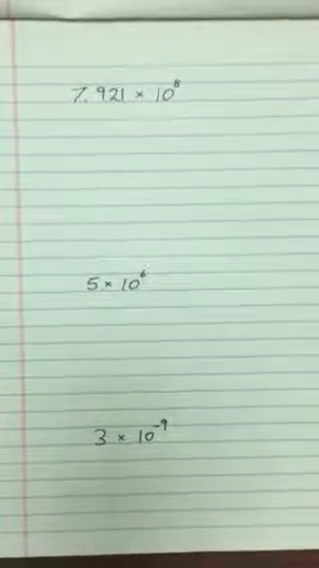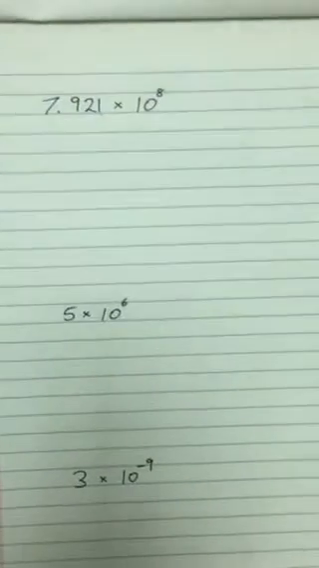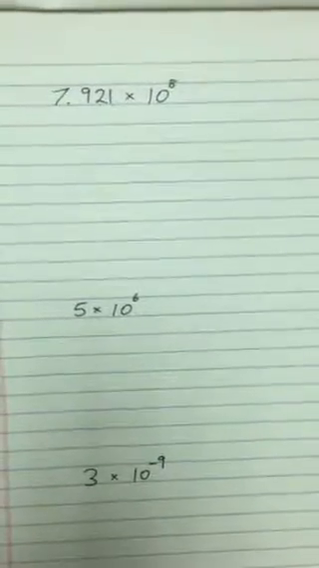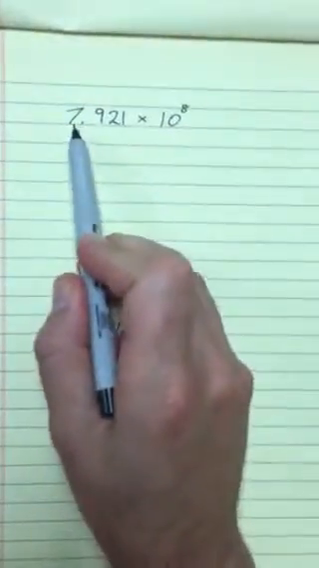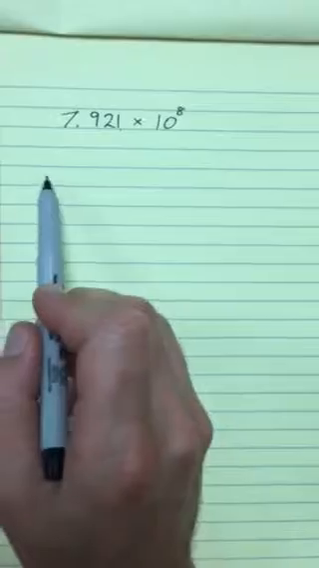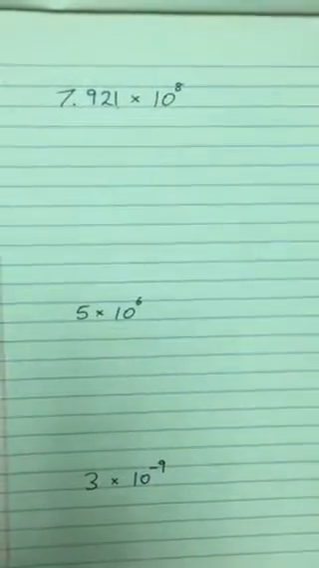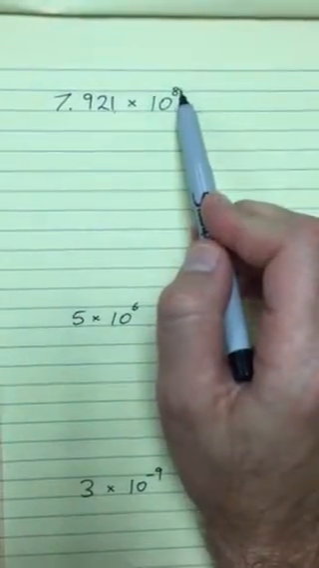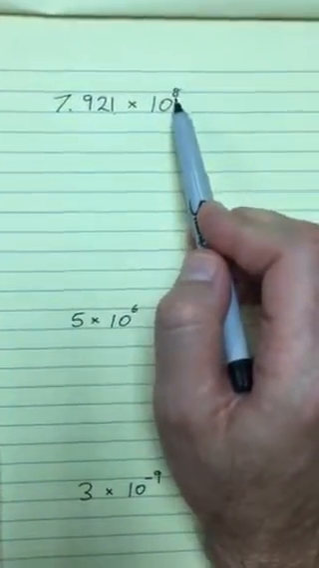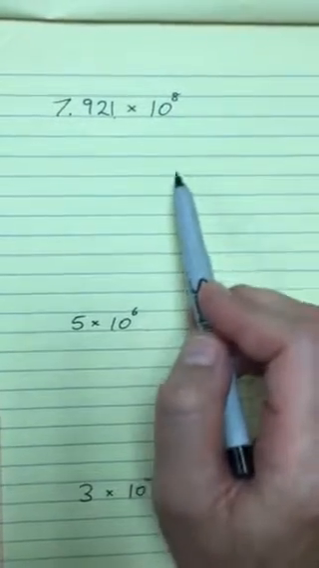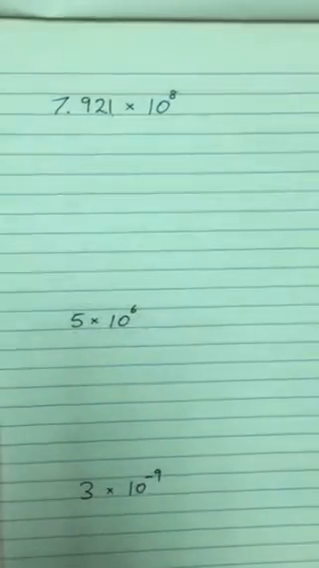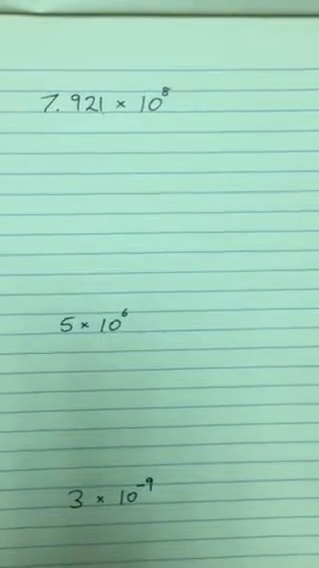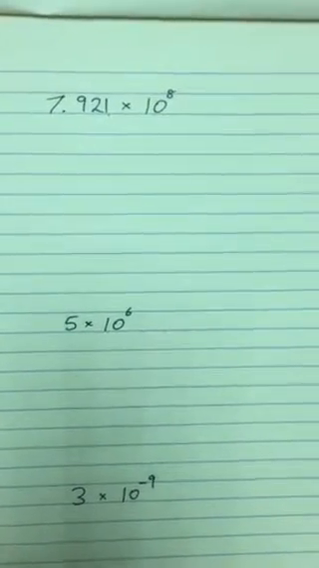Now we're going to change a number that's in scientific notation into standard notation. So we're going to turn our little way of writing the number into a number that has lots of zeros somewhere. So the first thing I'm going to do is look at this number and notice that my 10 to the power of 8 is positive. So I know that the number I'm going to get at the end is going to be a really big number. It's going to be a number that is more than 1.